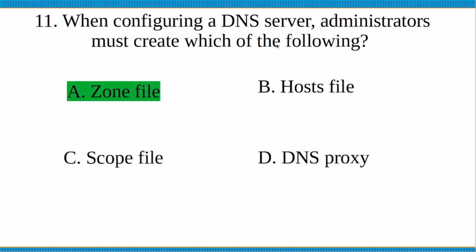The answer here is zone file. DNS server records are contained in the zone file, which must be configured by administrators. Now, a host file is an alternative to using DNS. And of course, a scope is created on DHCP servers, and there is no DNS proxy.